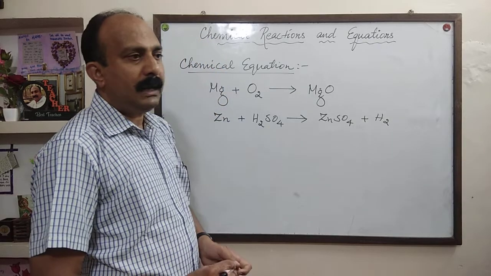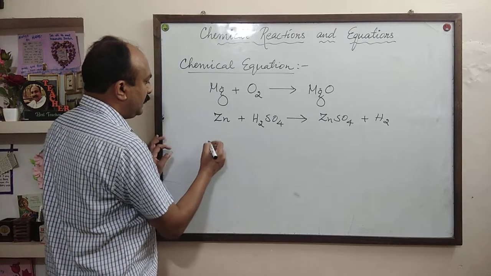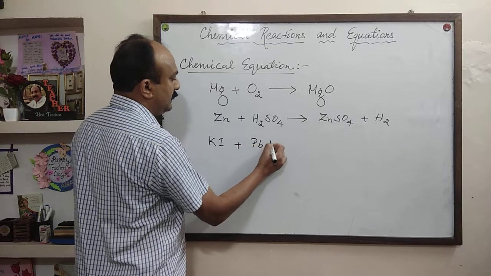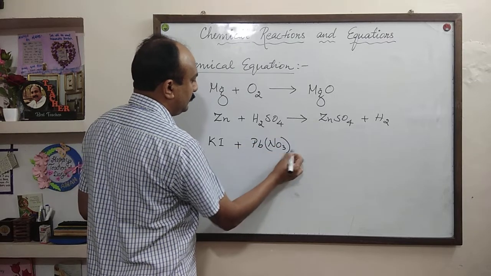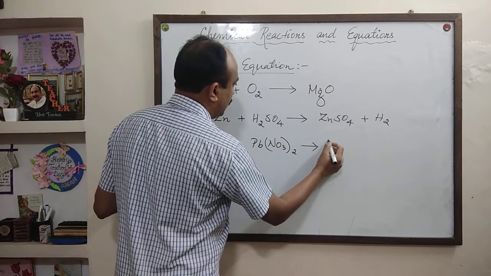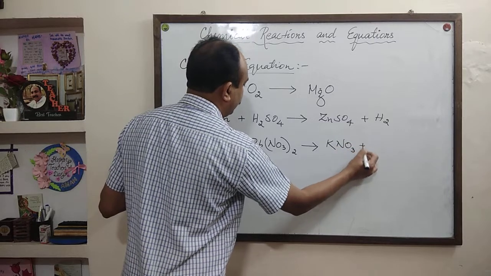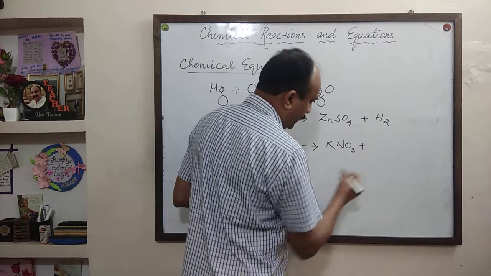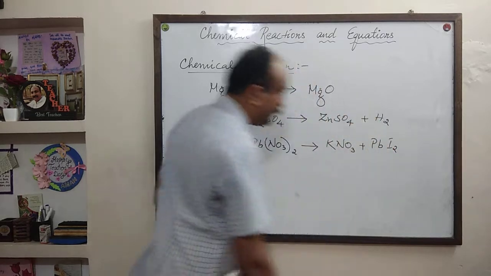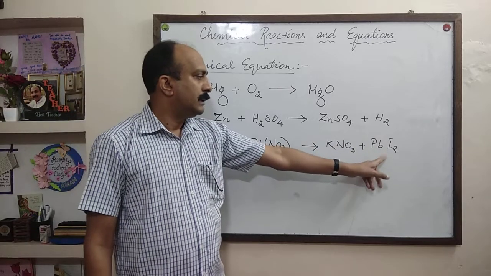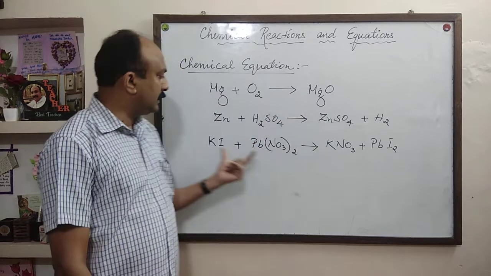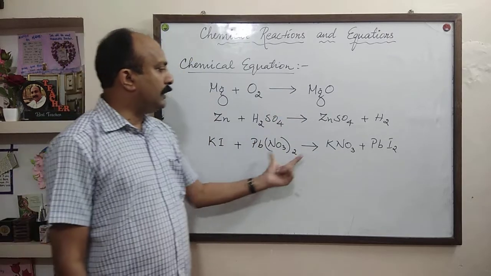Third one was lead nitrate plus potassium iodide. Potassium iodide is KI. Lead nitrate is Pb(NO3)2, gives potassium nitrate, KNO3, plus lead iodide, PbI2. This lead iodide is yellow in color. So here what happened? Change in color. So the third example is symbolically represented.